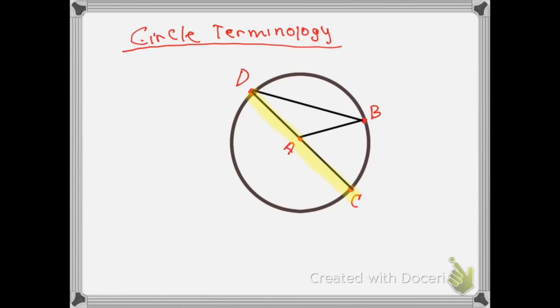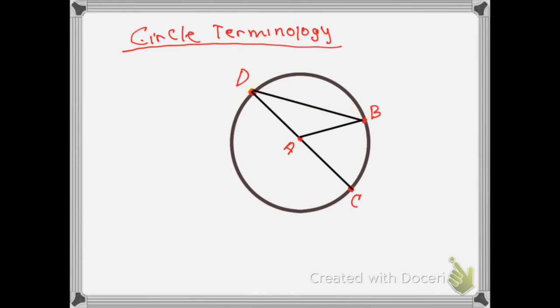Okay, now a chord would be similar to the diameter of the circle. It's just that a chord does not pass through the center. Okay, so in this case the chord would be DB. Okay, all it is is terminology. A chord goes from a point on the circle to another point on the circle. It just doesn't go through the center of the circle.